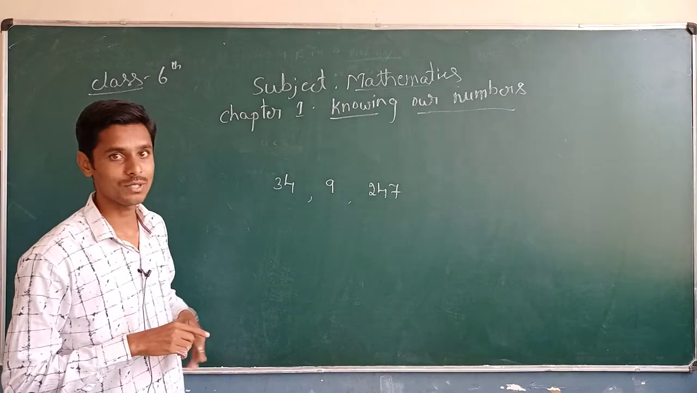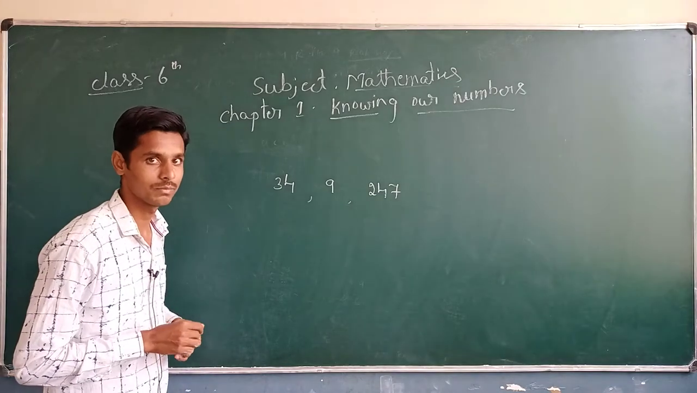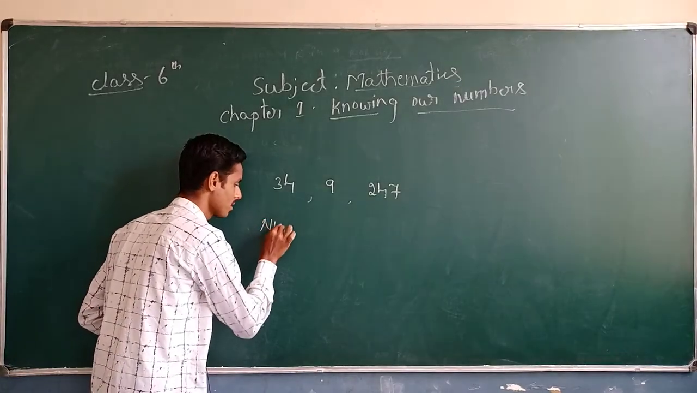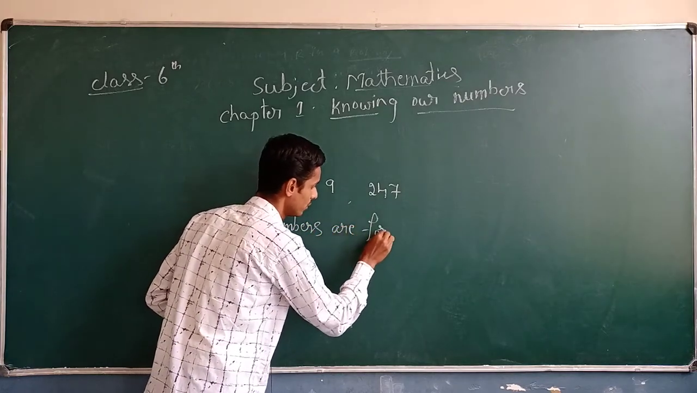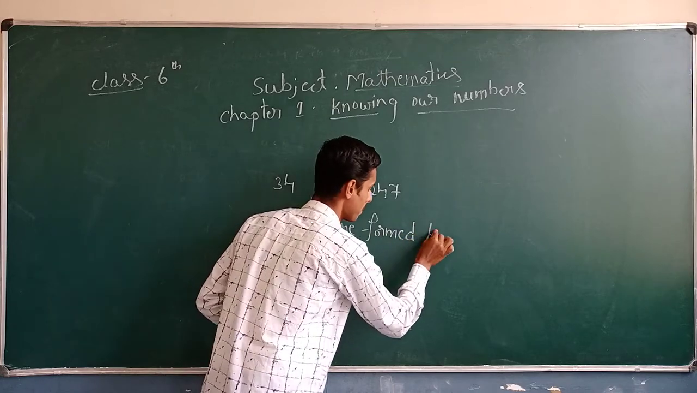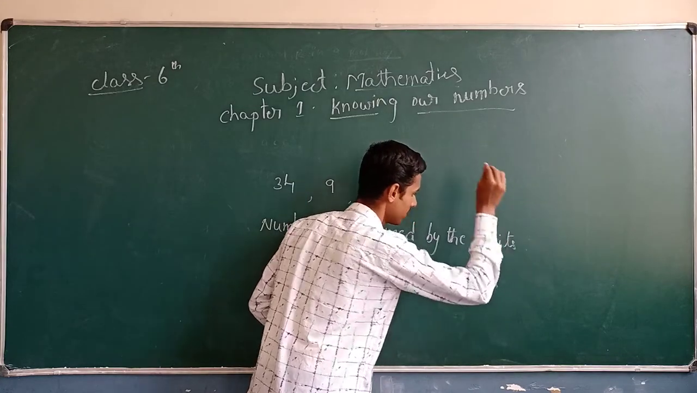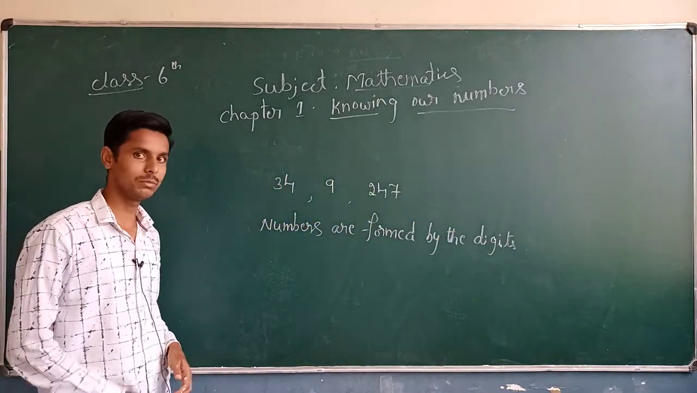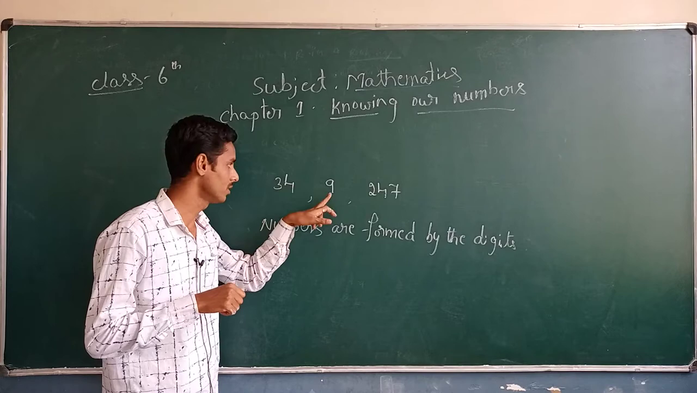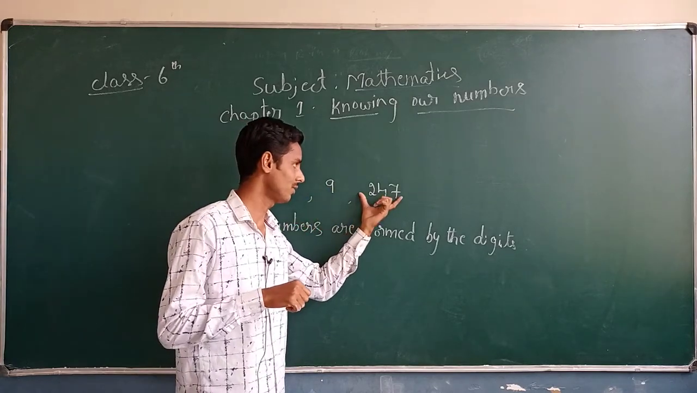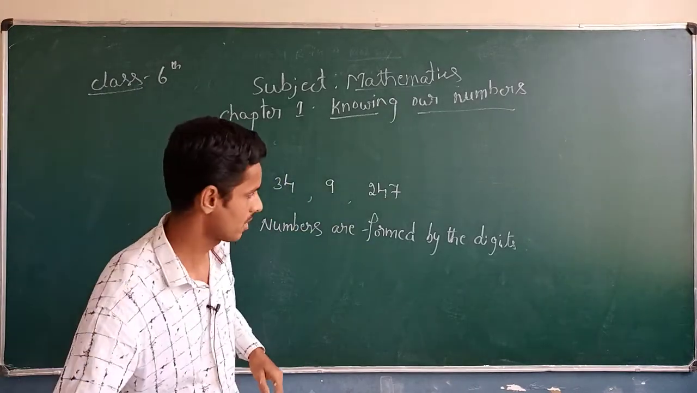From this we can say that numbers are formed by the digits, right? So in every number some digits are there. This is a 2-digit number, this is a 1-digit number, this is a 3-digit number, right? Numbers are formed by the digits.